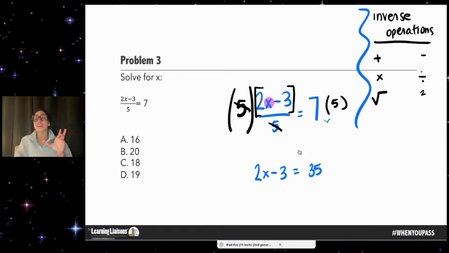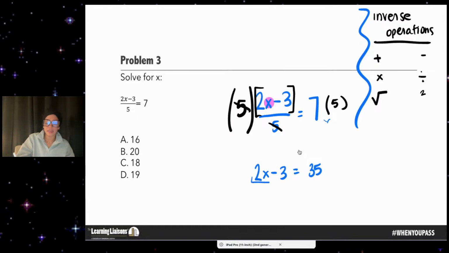Now that I've done that, a lot of you are probably feeling a lot more confident about this. Do not be intimidated by rational expressions, which is really what we just saw here. This right here is a rational expression. The fancy name for a fraction is a rational expression, right? It's just an expression that has something on the top and something on the bottom. Now I can just solve for x.